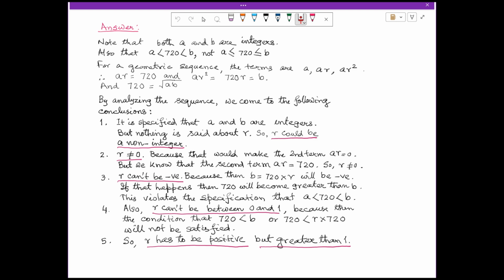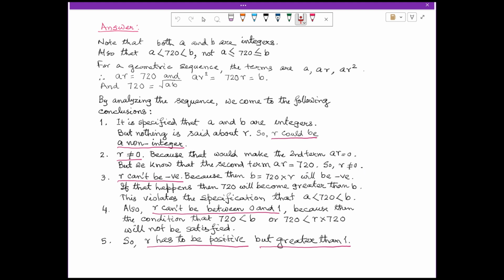By analyzing the sequence, we come to the following conclusions. It is specified that a and b are integers, but nothing is said about r. So r could be a non-integer. Second conclusion that we draw is r is not 0, because that would make the second term, ar, equal to 0. But we know that the second term is 720. Therefore, r is not 0.